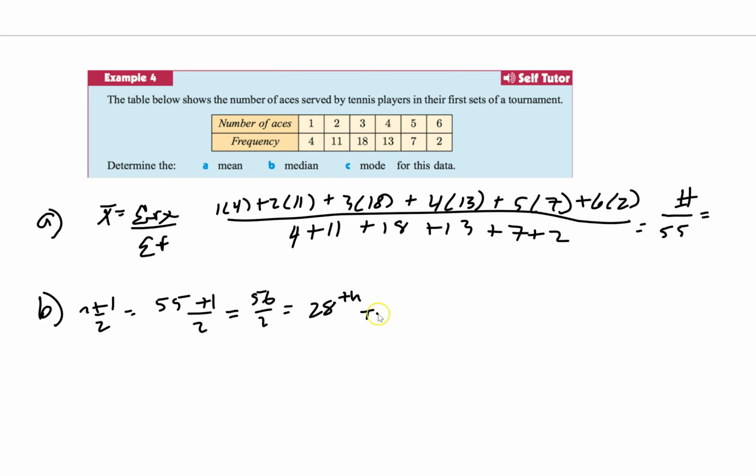28th term. Again, that's not the answer. I actually have to find the 28th term. I still think the easiest way to do this is just make a cumulative frequency chart. I'm going to go sideways here because I'm out of space.